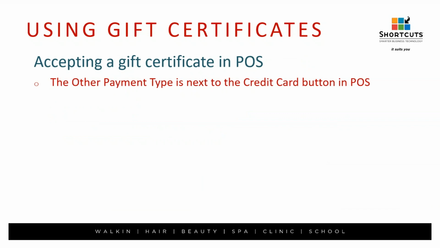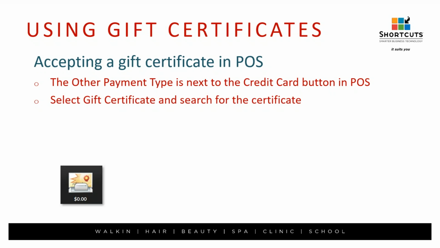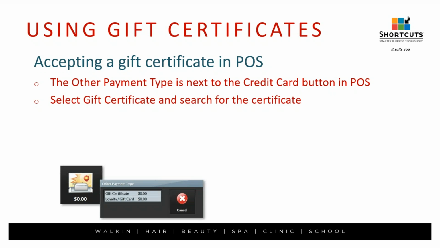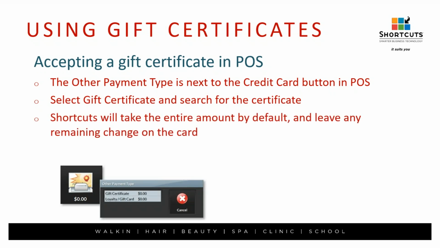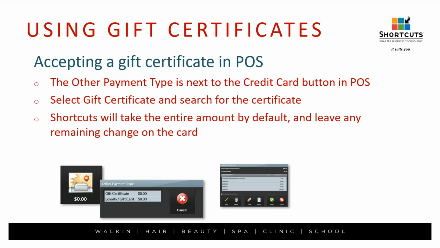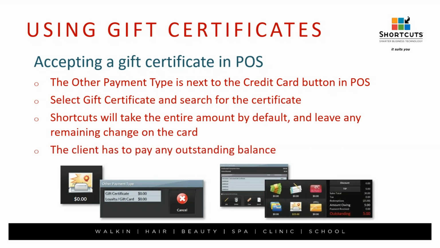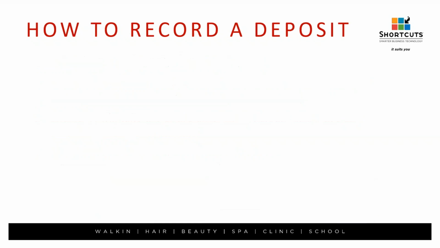So if a customer came in for a service and wanted to pay with a gift certificate, that payment type is next to the credit card button. It looks like a little white paper with a stamp on it. So you would choose gift certificate and search for that particular barcode, and then Shortcuts will take whatever amount is on there and apply it towards the sale. If the customer still had change left over on their gift certificate, then it will stay on the card until they completely use the amount.